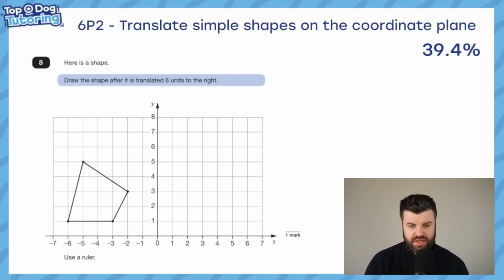Translate simple shapes on the coordinate plane. So on this question here is a shape, and we can see 39.4% we're getting this right. So it is creeping down. There's a big jump in a minute, you'll see.